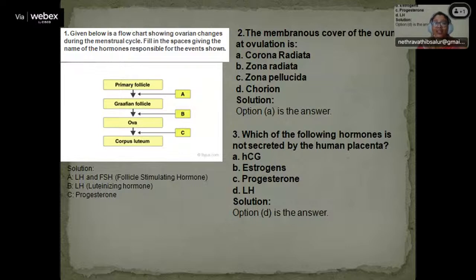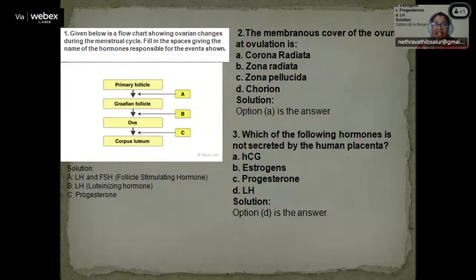Here they have given a chart below. They have given primary follicle giving rise to Graafian follicle. The Graafian follicle is giving rise to ova. The ova is giving rise to corpus luteum. So we have to tell what is A, B and C.